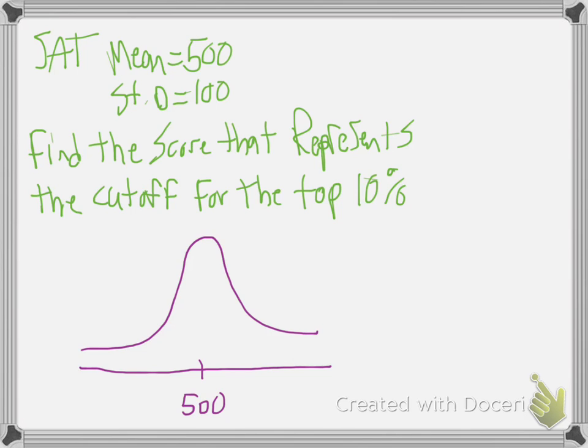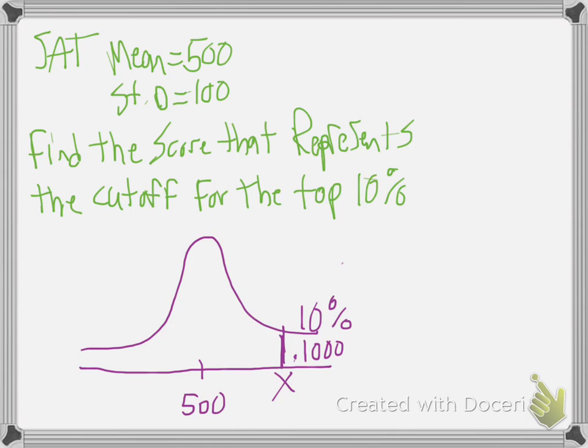Well, the top 10% means the highest 10%. So we're talking about 10% on the right. So this score has to be somewhere over here, and we know that this 10% is over here, the top 10%. 10% as an area is 0.1000. And we need to figure out this x value that represents the cutoff for the top 10%. You score above that, you're in the top 10%.